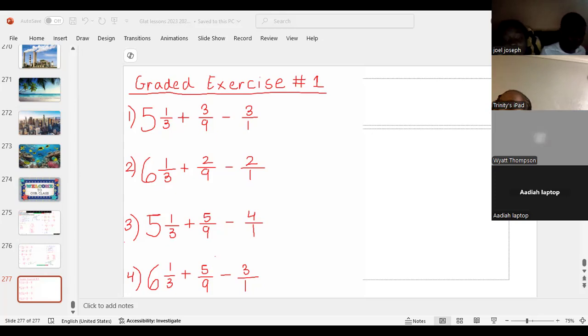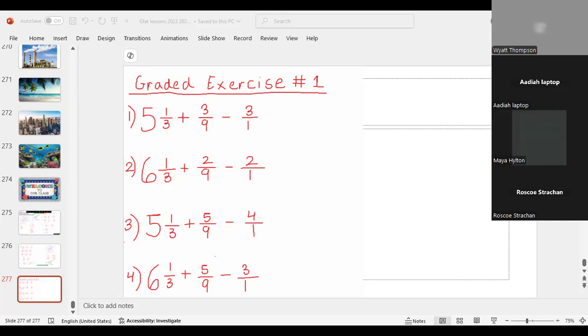All right. So Trinity and Madeline, simplify your answer for number one. You didn't simplify it. Yeah, simplify your answer. Maya, what you got for number one?